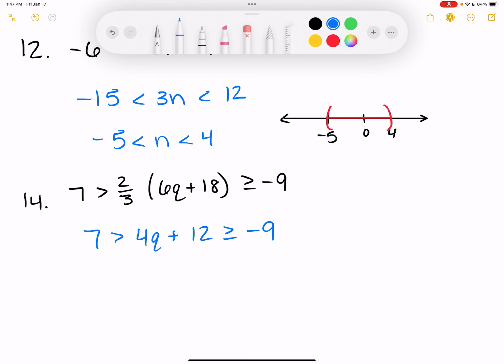Now I'm going to subtract 12 from everything. Remember all three places. So 7 minus 12, negative 5 is greater than 4q is greater than or equal to negative 9 minus 12, negative 21. Then I divide by 4. So this is negative 5 over 4 is greater than q is greater than or equal to negative 21 over 4.